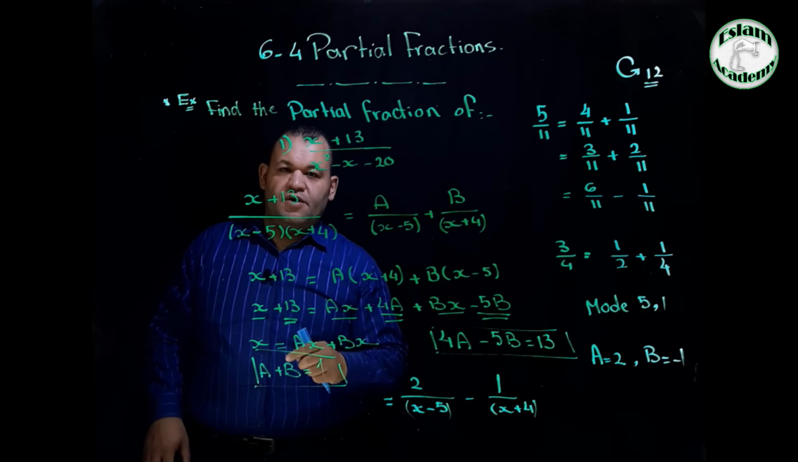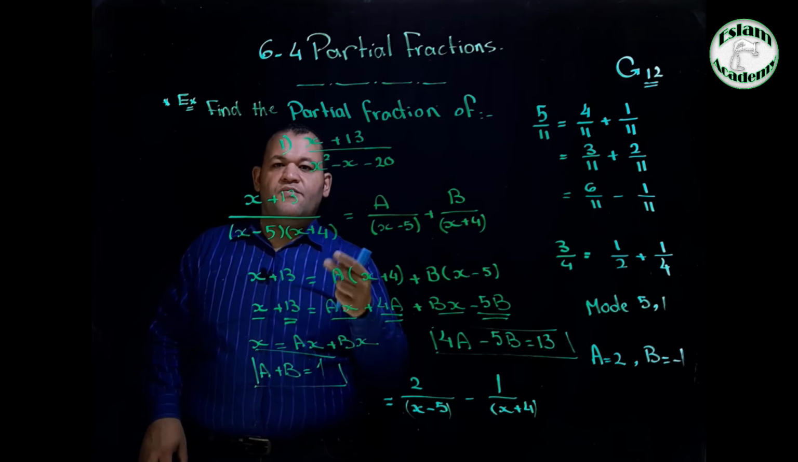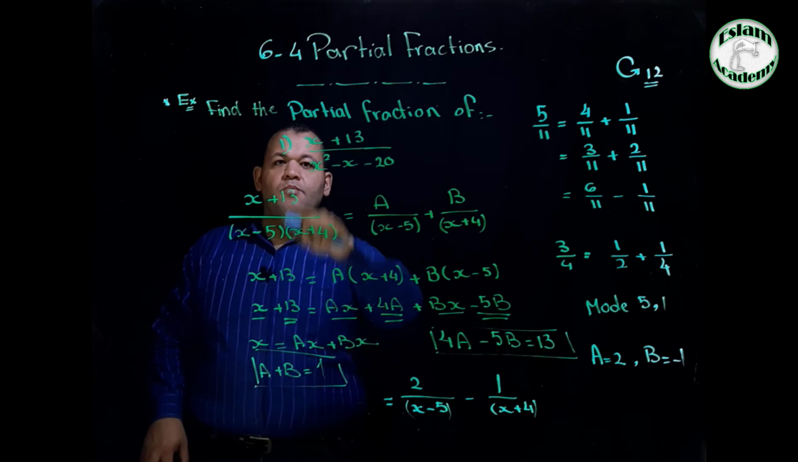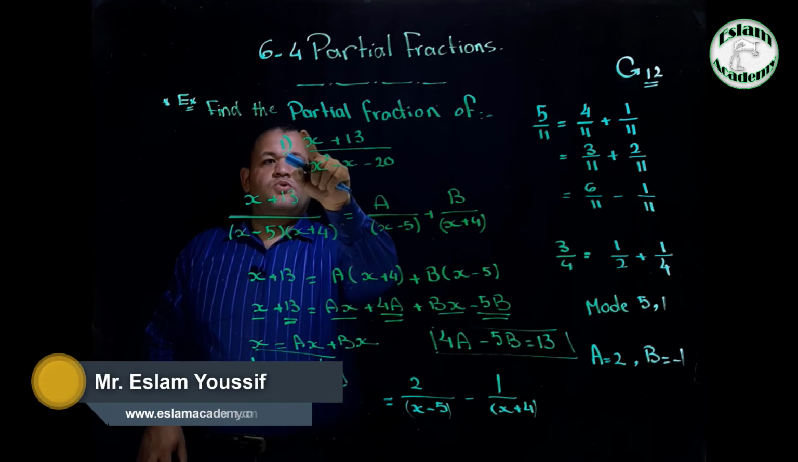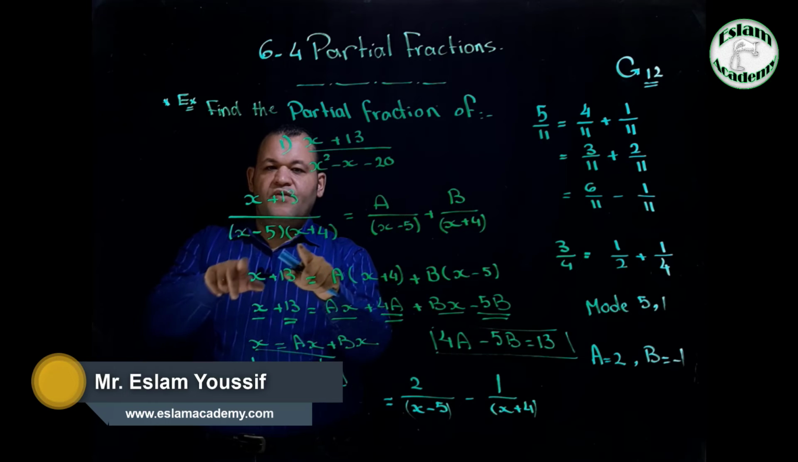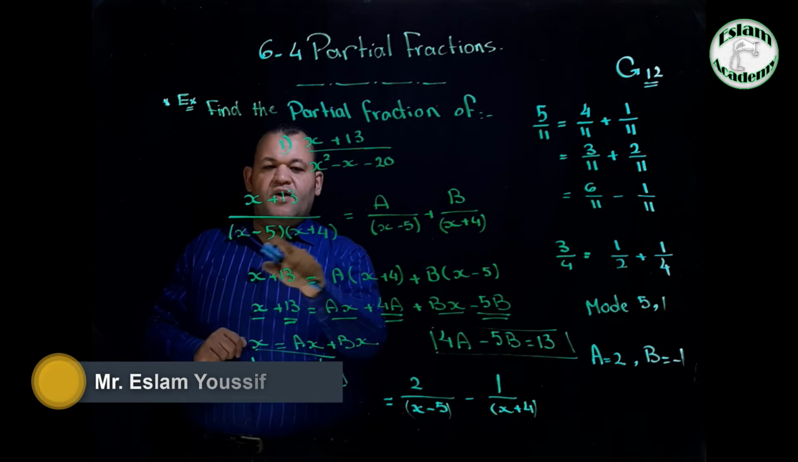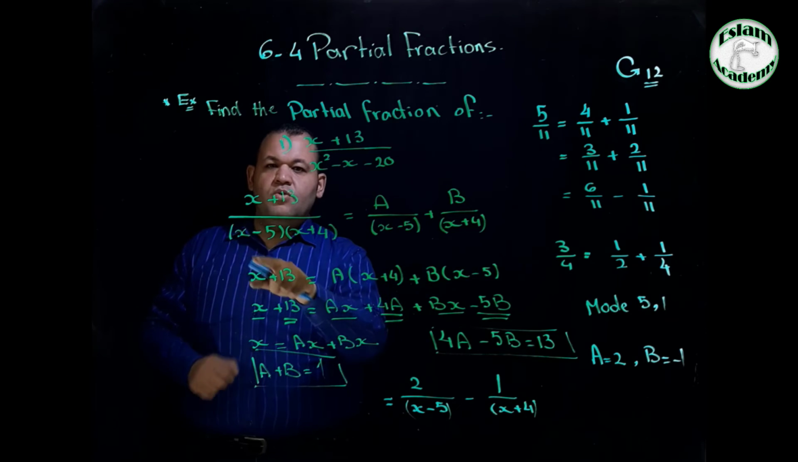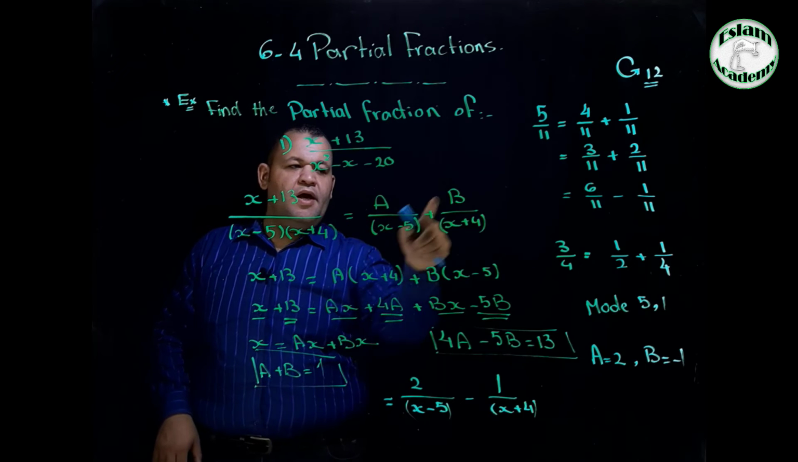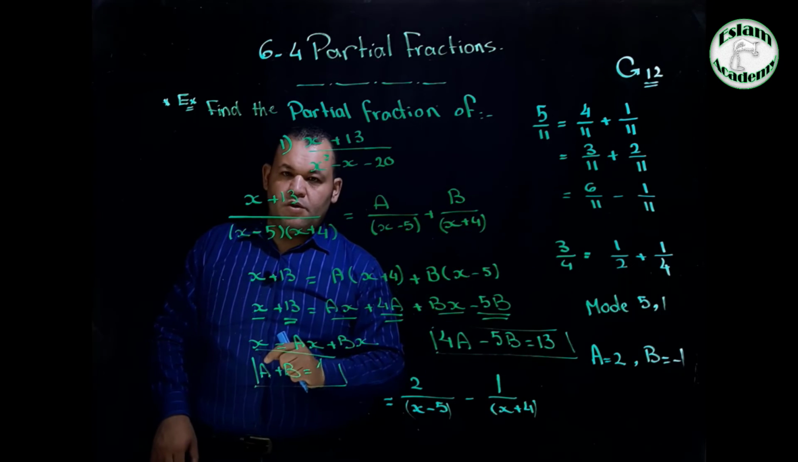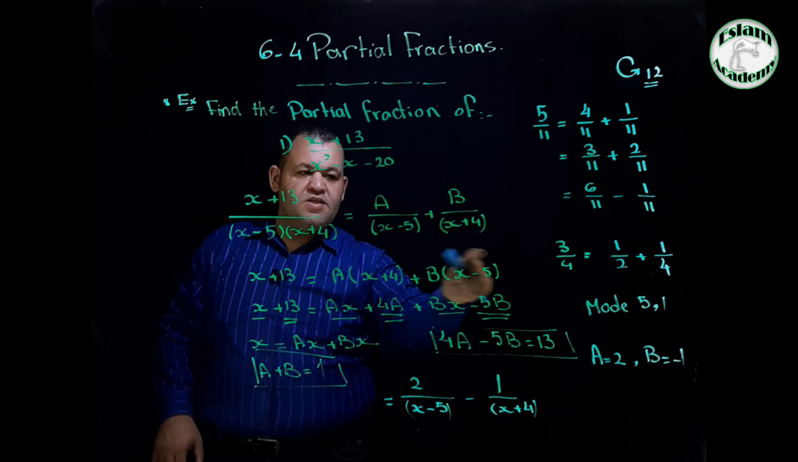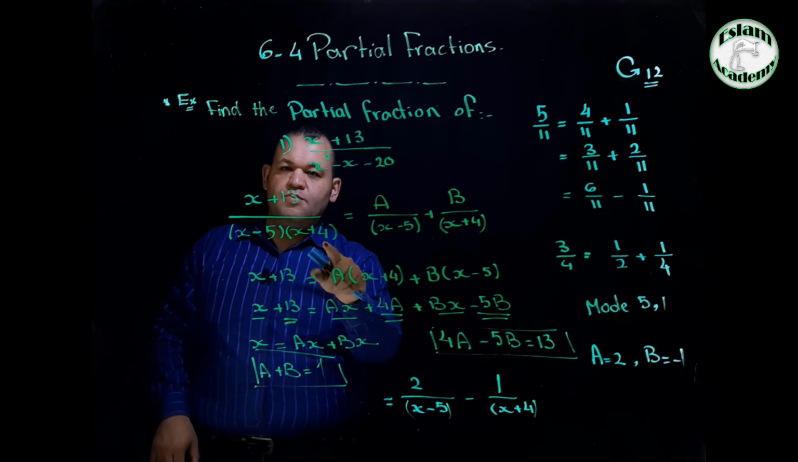So again, we can revise. To find the partial fraction, at first we need to factorize the denominator, but make sure that we have the numerator of the first degree. So because we have the numerator of the first degree, we factorize the denominator. After factorizing the denominator, because we have only two factors, we write a and b: a over x minus 5 plus b over x plus 4. Then now multiply all of the expression by x minus 5 times x plus 4.